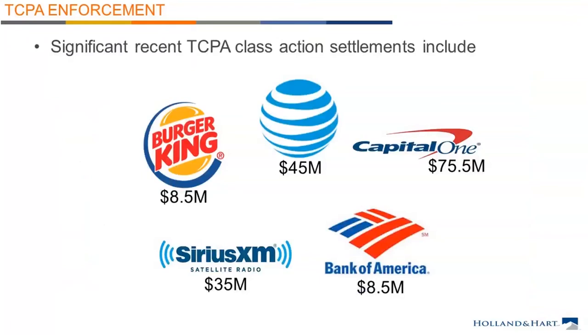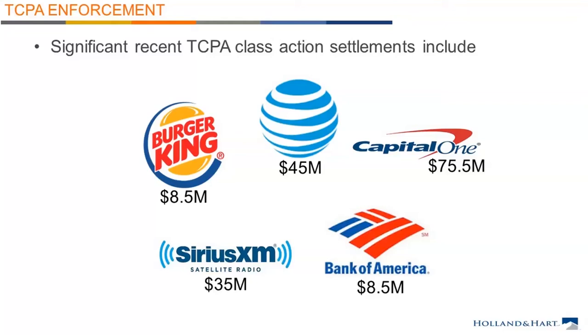In Bank of America, a $32 million settlement. Bank of America used calls and texts using an auto dialer related to credit card accounts and residential mortgage loans. These calls were actually made to existing account holders, but they were made with no prior consent, and therefore there was a class action brought and ultimately a settlement in the amount of $8.5 million.